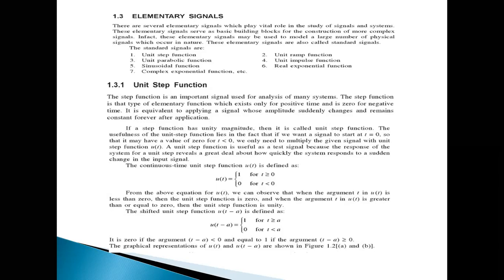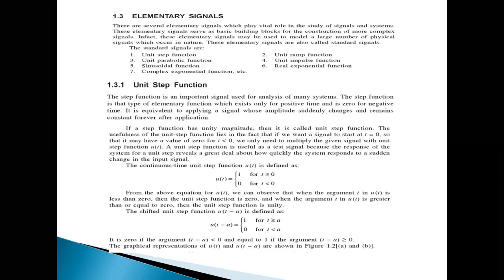If you shift the signal by A samples, we can write u(t minus A) equal to 1 for t greater than or equal to A, and 0 for t less than A. Means shifting the sample towards the right side, we can call it a delay function. Shifting the sample towards the left side is an advance function. What is right and what is left?